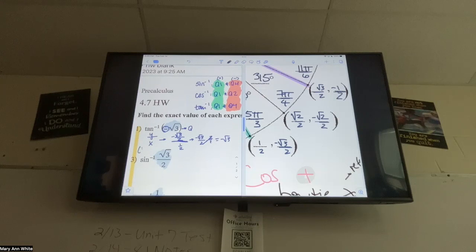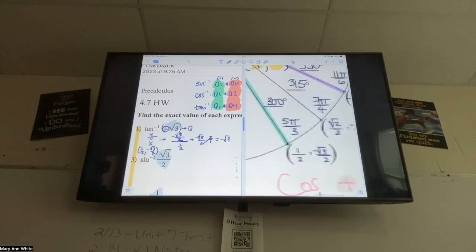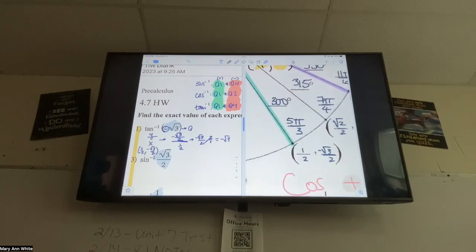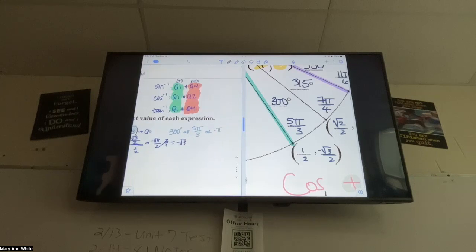So essentially, I want to know what angle has the point 1/2 comma -√3/2. Which angle was that? That was my 5π/3 or my 300, right? So you can call it 300 degrees, or you can call it 5π/3. Some people like to think of it as going from the 360 and going backwards. So technically that's -π/3. That's a coterminal angle there, but we can think of that as working as well.